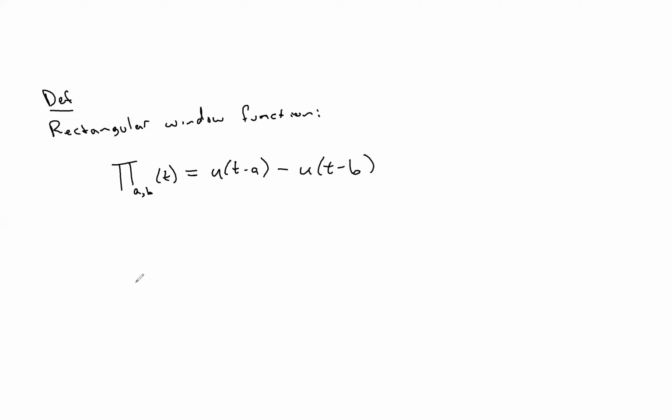And the way this is defined is, so first of all, this right here, this is a capital pi. So pi of t is our rectangular function. And then we've got this subscript a comma b. So this is capital pi and then a subscript a comma b, and then just regular function notation, pi of t. So the way this rectangular window function is defined is we define it in terms of these unit step functions. I've got one that's shifted a units, another one that's shifted b units. And here let's assume that a is less than b. All right, so let's think about what this would look like if a is less than b.